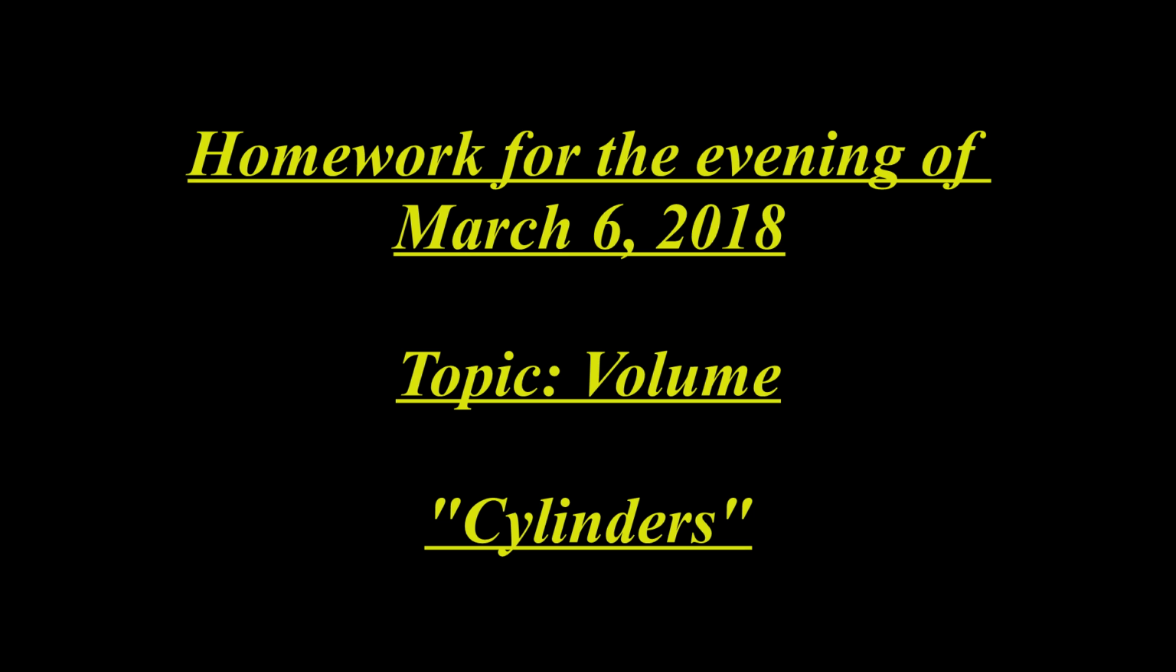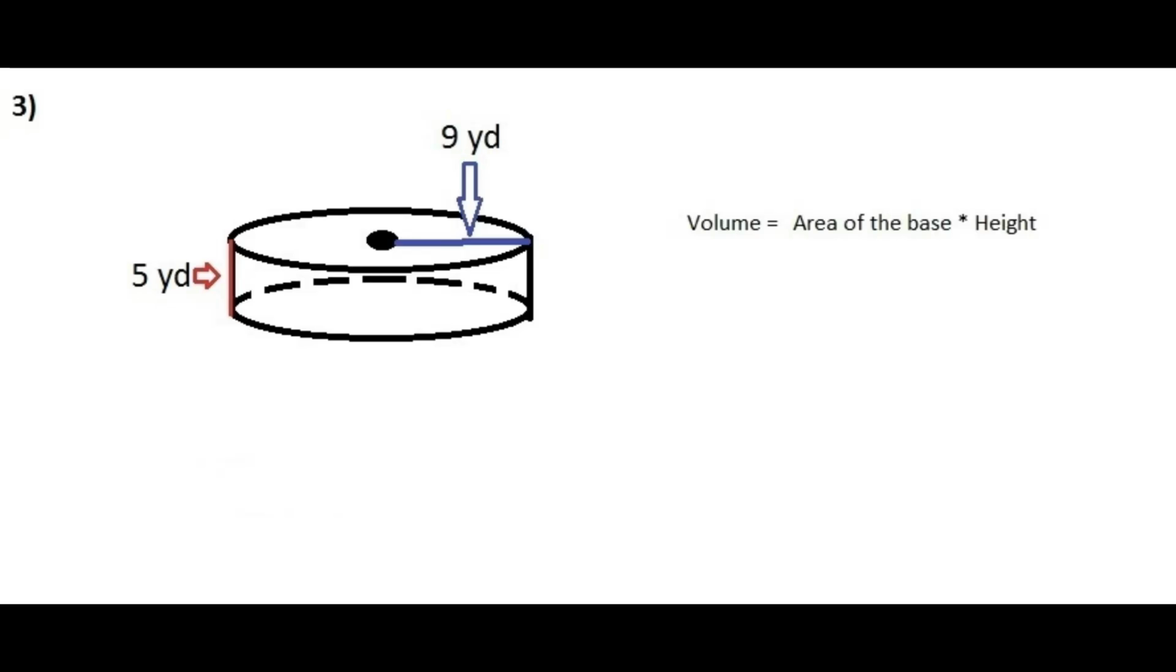Tonight's homework is for the evening of March 6th, 2018, and we're looking at volume, specifically cylinders. Let's get started. Starting with number 3, we have a cylinder. A cylinder is basically a circle that has a three-dimensional aspect to it. It's not just a flat circle, it also has a height. So this looks like a hockey puck, but you've got to think of it as a gigantic hockey puck.